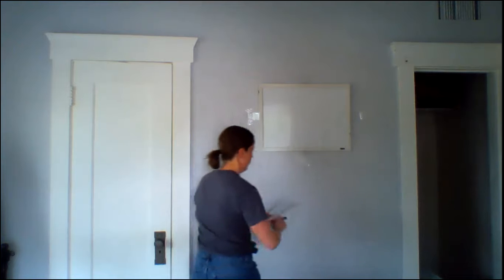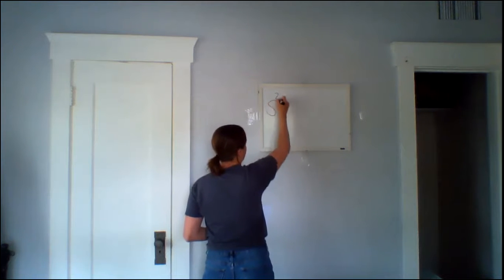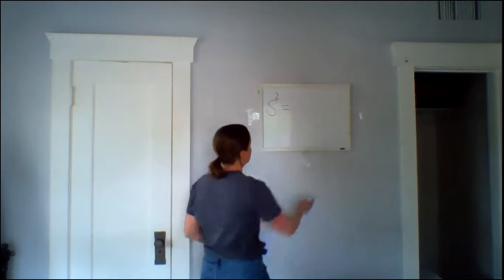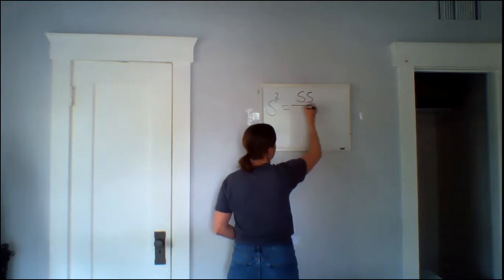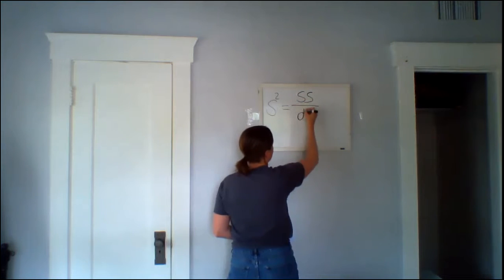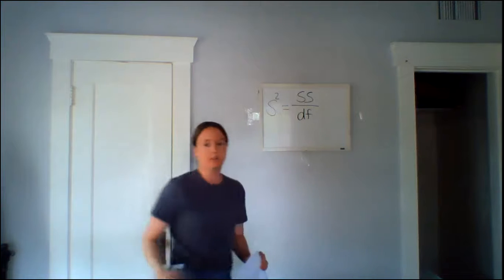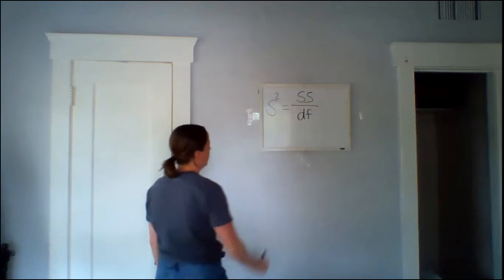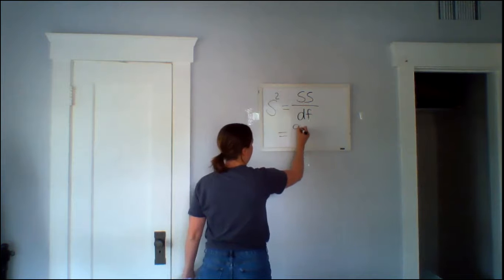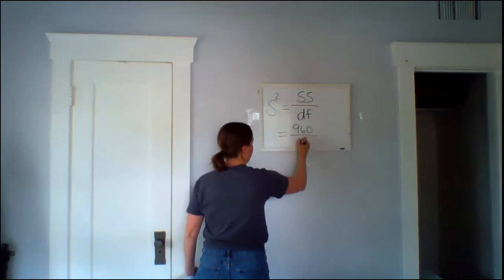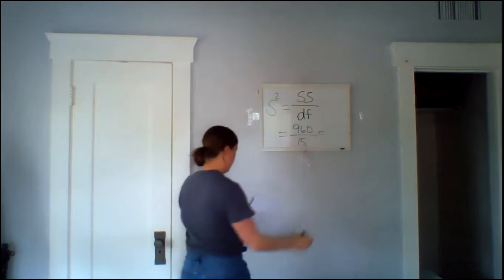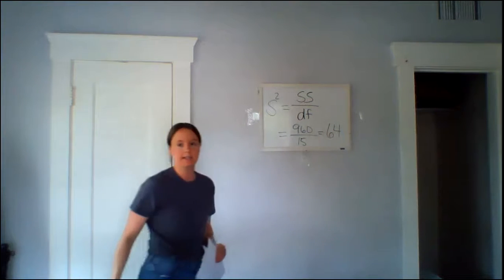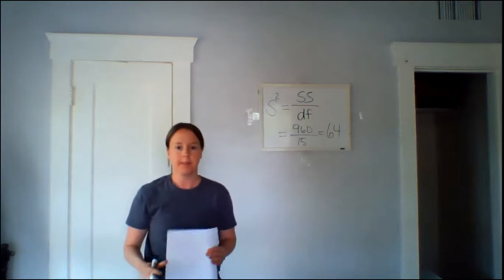We know that sample variance, okay, this is all the way back to the first couple of weeks of class, is equal to sum of squares over degrees of freedom. This is all on the first page of the formula sheet, our basic formulas that we started with. Well, that's going to be equal to 960 over 15. If we do that math, we end up with 64. Okay, our variance is equal to 64.